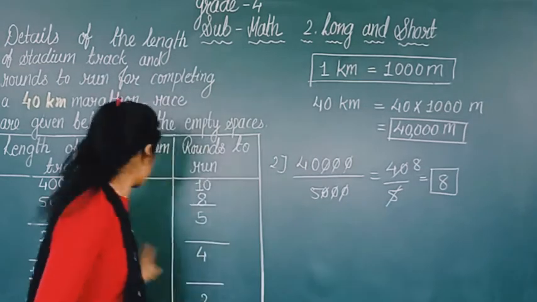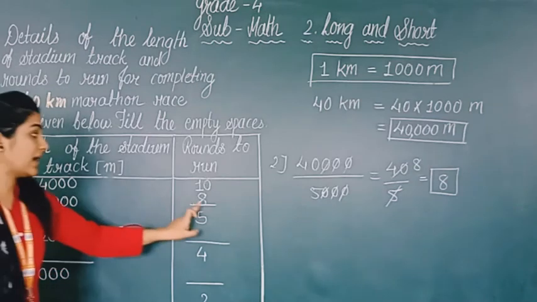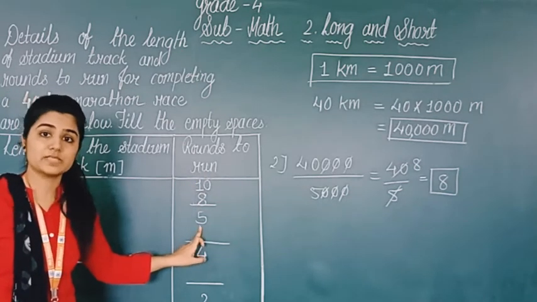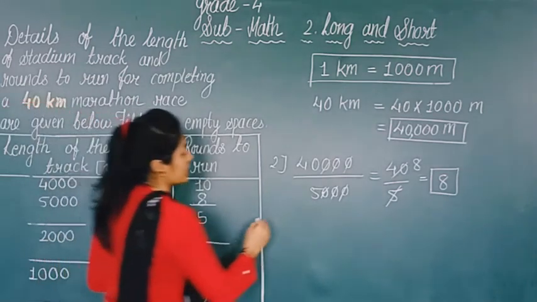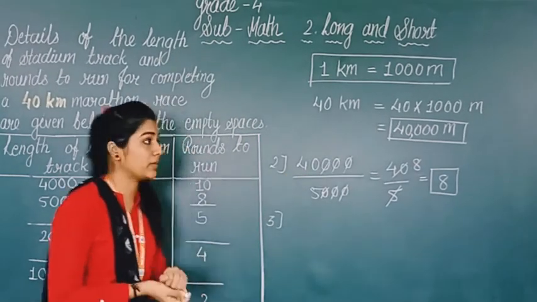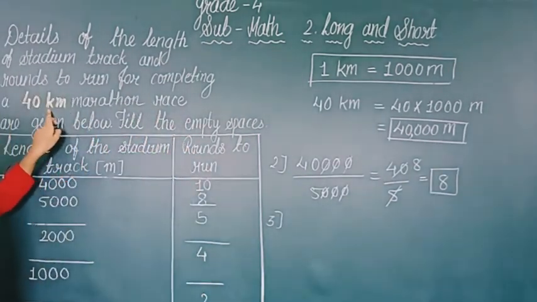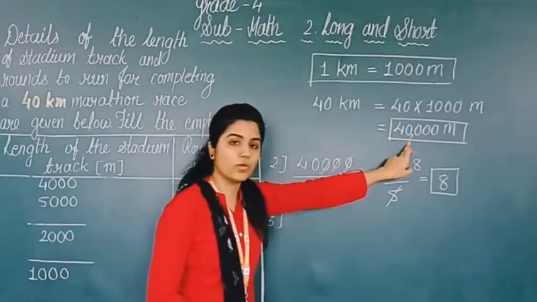Now we are on third number. Okay, check this third number. We don't have this area, right? But we are having this rounds to run. हमारे पास run है, but हमारे पास ये area नहीं है जो हमें find करना है. So we are dividing this 40,000. Why we are taking this 40,000 again and again? Because it is clear that 40 kilometer is given. That already we have converted this kilometer into 40,000 meter.